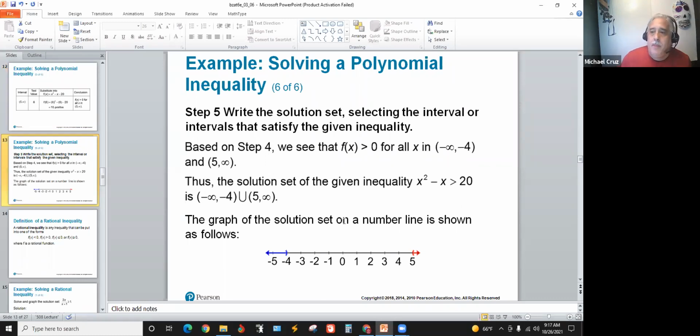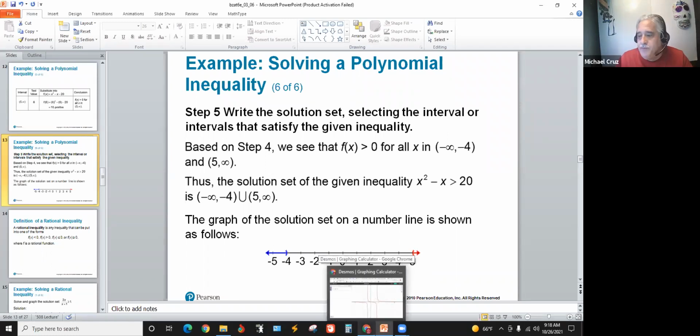So this is the way that solution set looks. In interval notation, it's negative infinity to negative 4, union 5 to infinity. The way the graph looks is like this. So this is part of the solution, and this is not part of the solution. And everything is part of the solution. So I'll show you something.